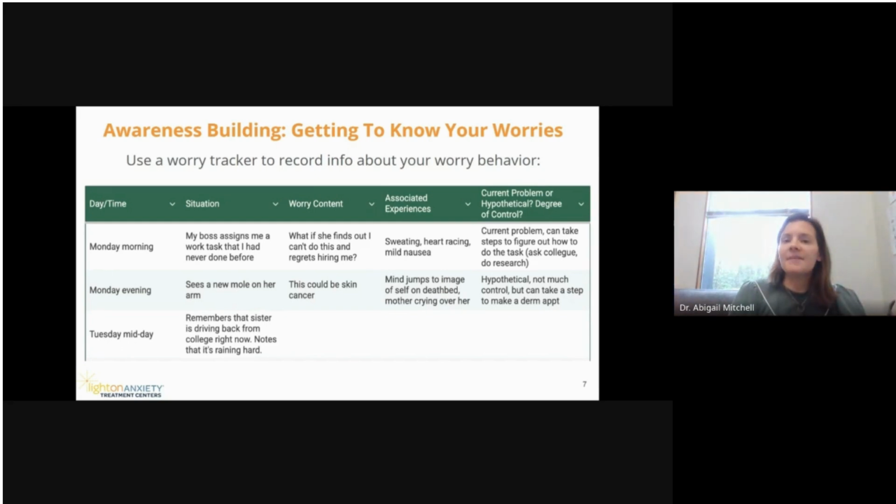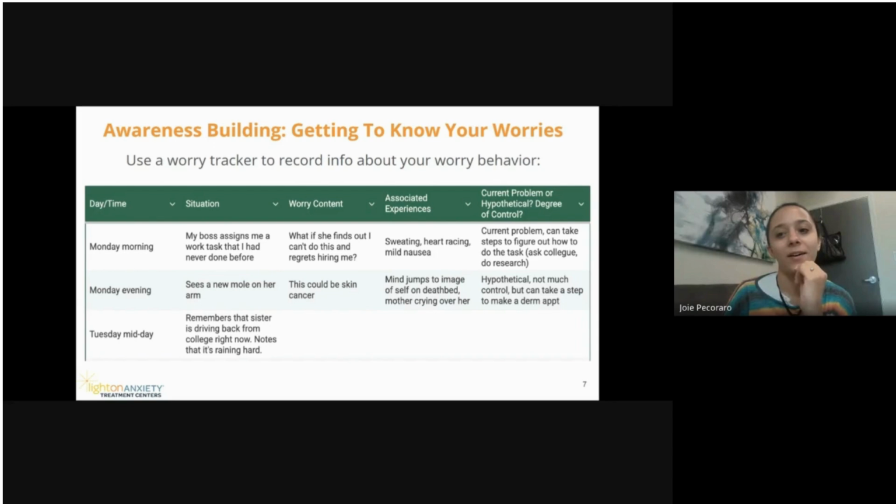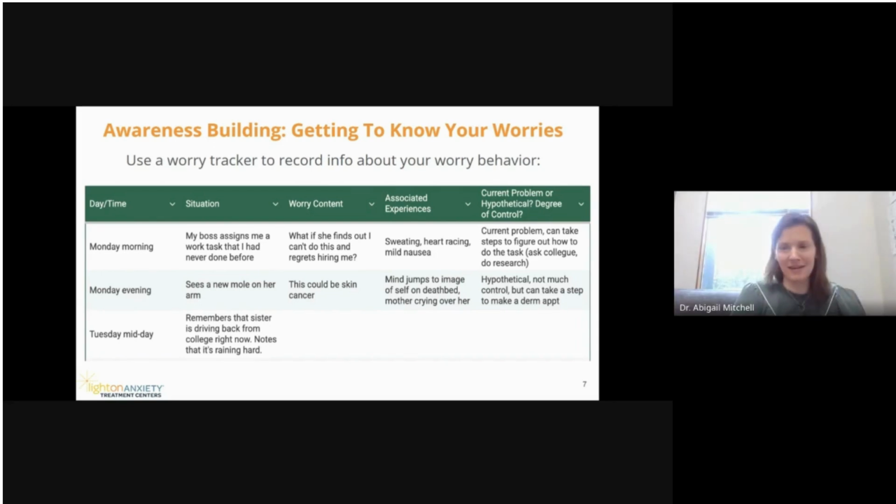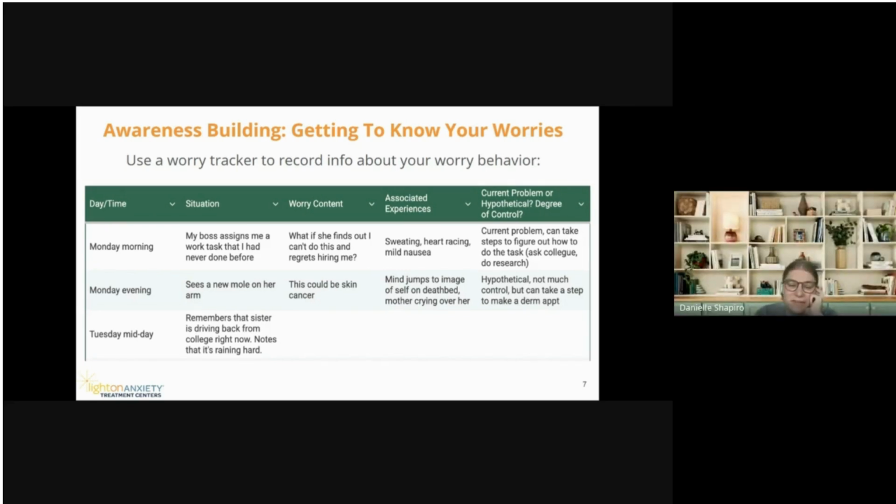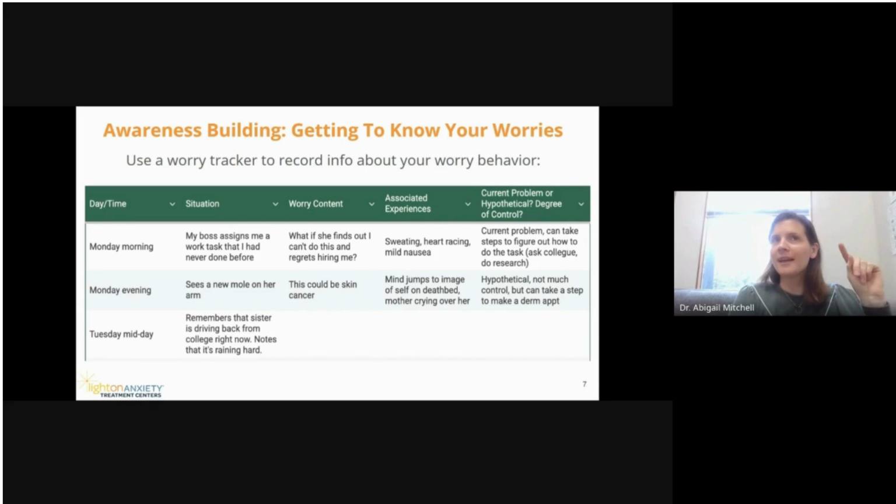So would you say this last column is current problem or hypothetical? Hypothetical. Yep. There's been no evidence that this has happened or is even close to happening. All she knows is that her sister is somewhere, supposed to be driving home. And she has no control over it either. No control. Yes. So is worrying at all productive? No. Yeah. So this is right.